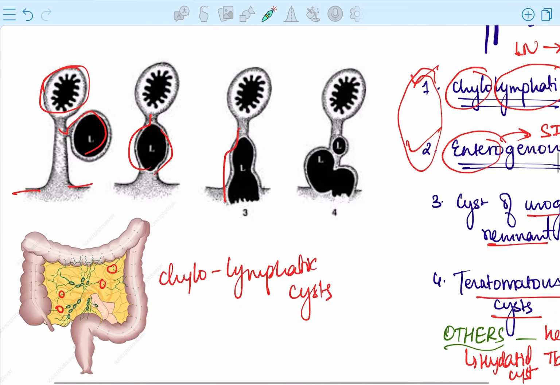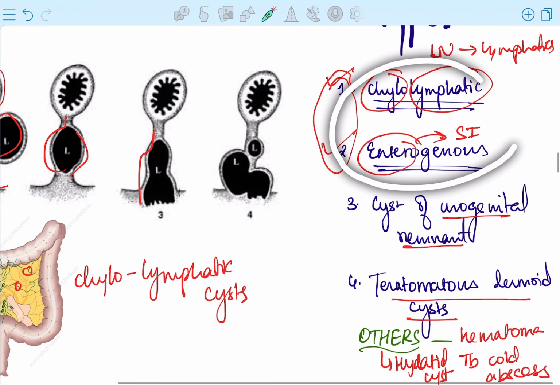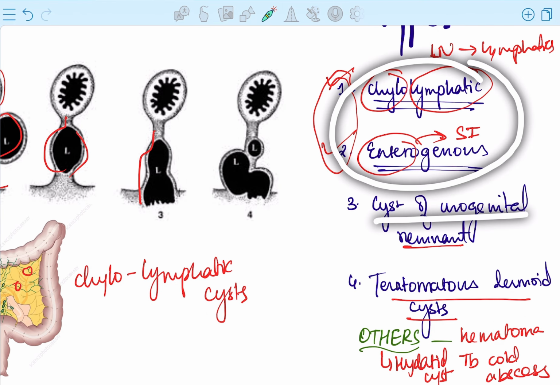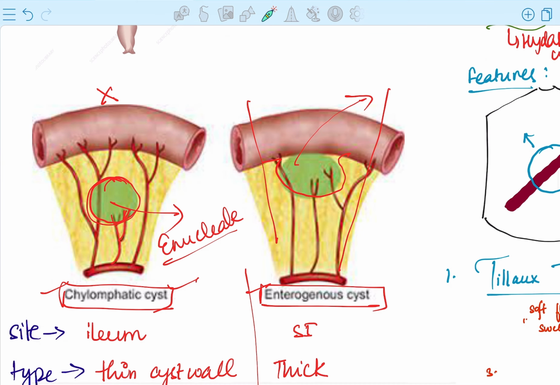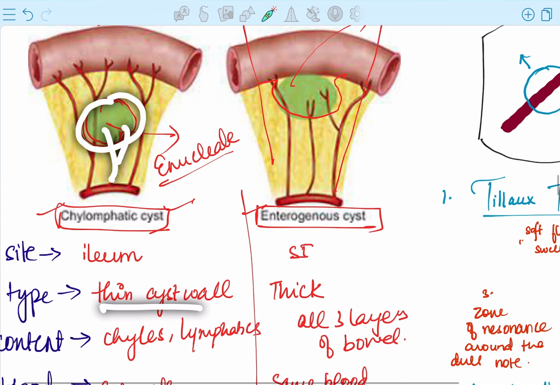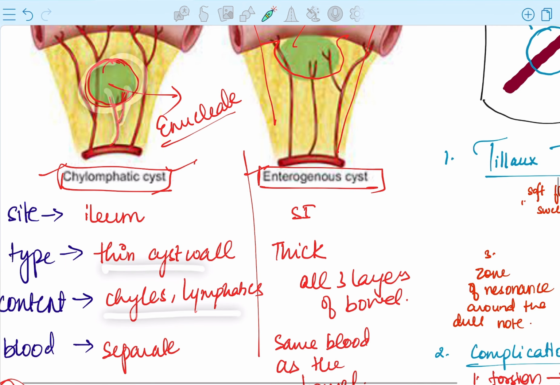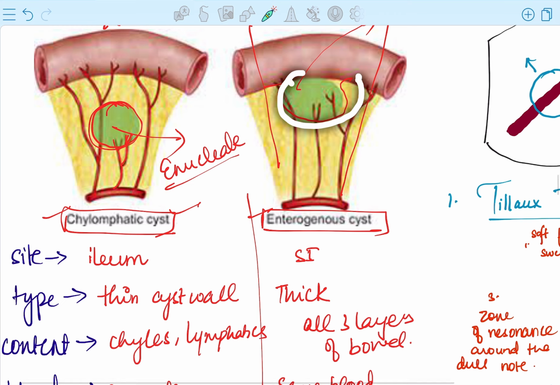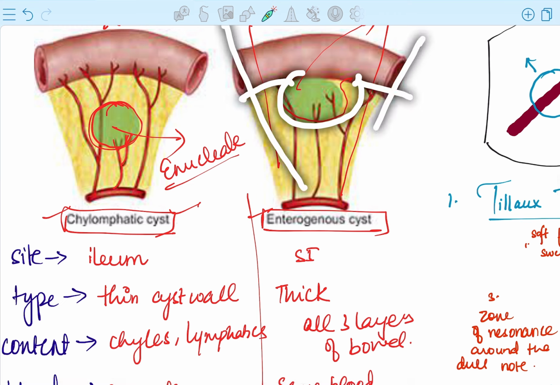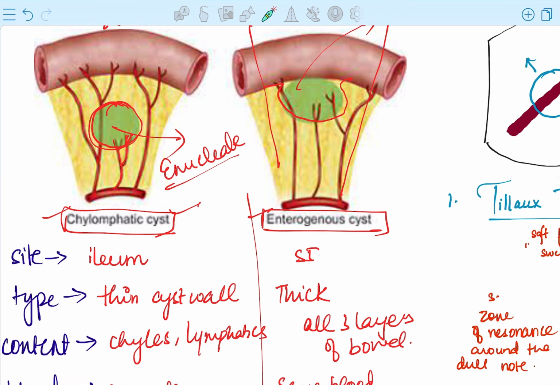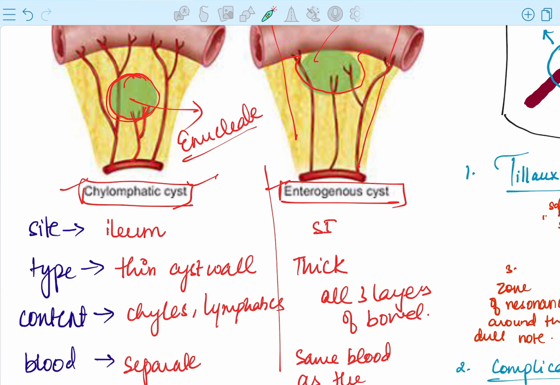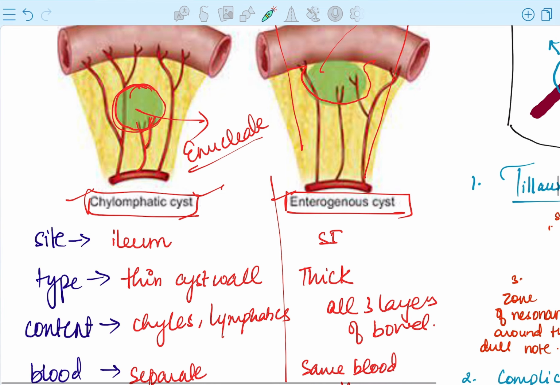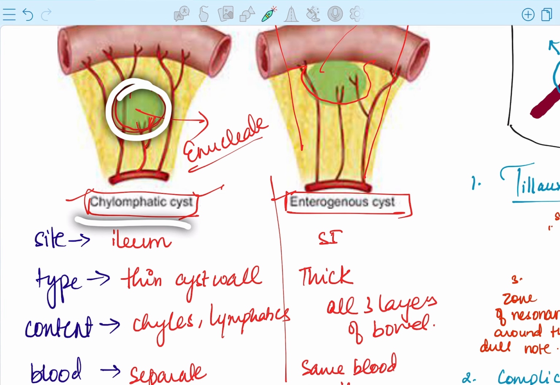So a mesenteric cyst can be chylolymphatic or enterogenous, and other types are cysts of the urogenital remnant and teratomatous dermoid cyst. A chylolymphatic cyst has its own blood supply. It is away from the intestine. It is thin-walled, right? And it contains chyle as its content, whereas the enterogenous cyst is a part of the small intestine. So you have to resect the whole cyst along with the bowel and the blood supply in order to save the intestines. Whereas in a chylolymphatic cyst, you simply have to enucleate the cyst, right?